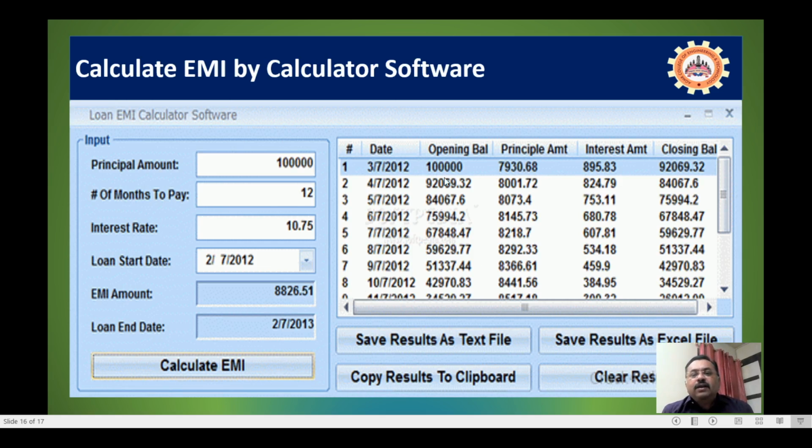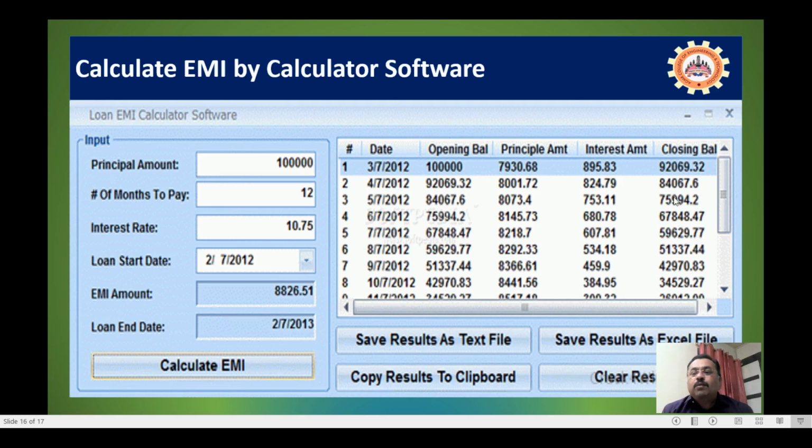You can see that over a period of 8 months, I have shown the calculation here. You can see that the principal amount keeps on increasing and the interest keeps on decreasing over a period of time. That means the principal amount that you pay initially will be lesser and the interest that you pay will be more. As the time period progresses, the principal amount that you pay will increase and the interest will decrease.